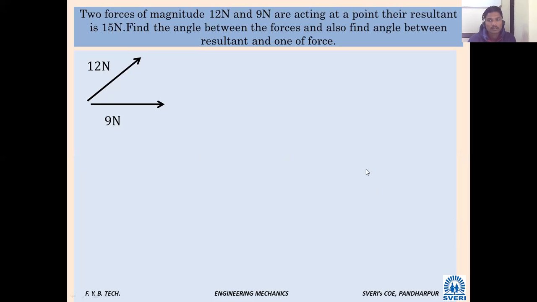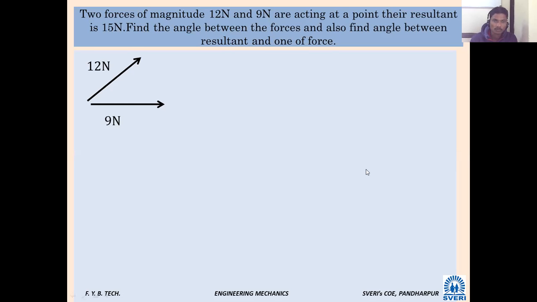Very good. So two forces are given. Thank you for reading this problem statement. Two forces are given, one is 12 Newton, another one is 9 Newton, acting at a point. Their resultant is also given for those two forces. Find the angle between the two forces and also the angle between resultant and one of the forces.